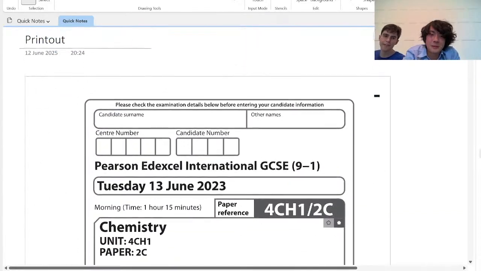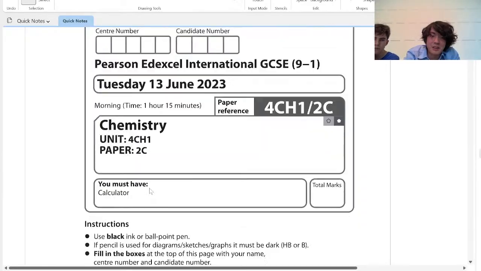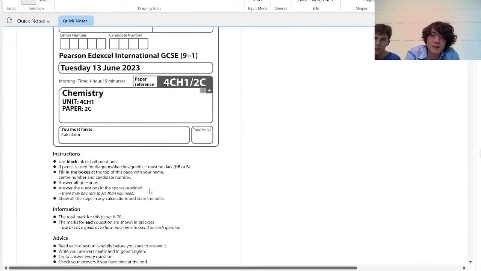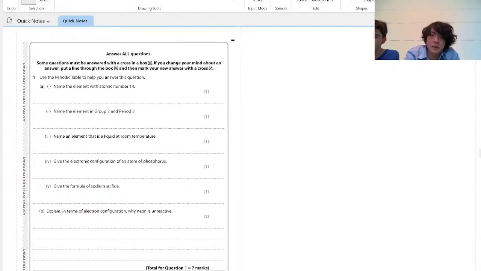So we're doing the Pearson Edexcel International GCSE June 2023 paper 2C. If you need to find it, just type CH1-GC. I can just send this in the chat. I actually think I just did this one. Okay, I sent the link in the chat. You can see if I fail this paper because I just did this.